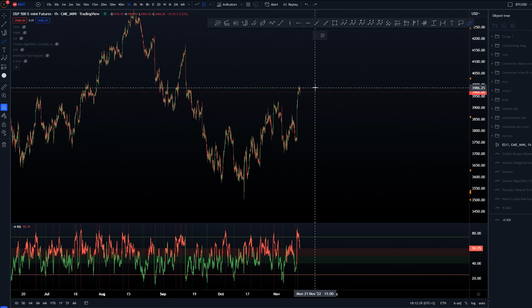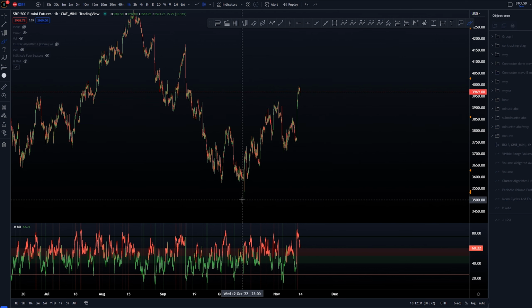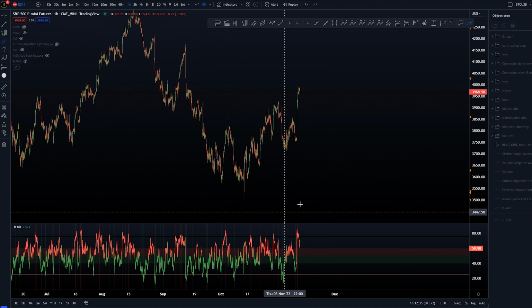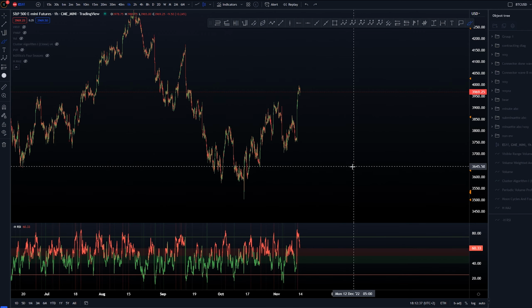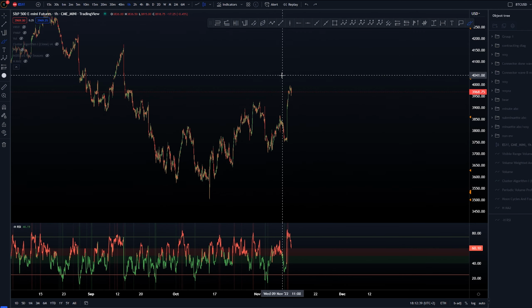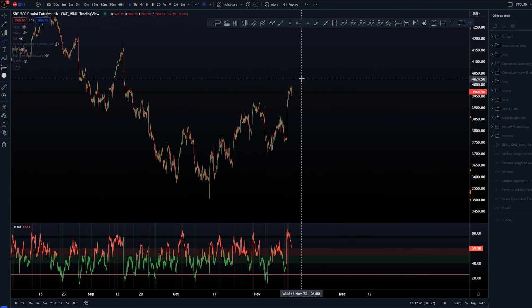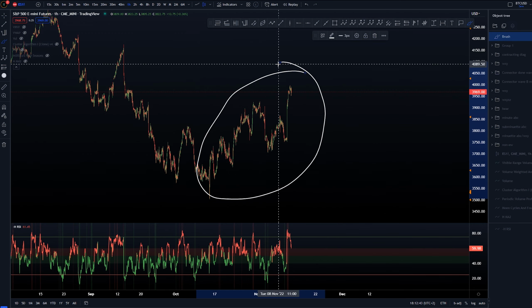Again, today we're going to be focusing on more of this local structure here starting from the lows of 13th of October. Again, why we're focusing more on the smaller time frame is just because these are the things that are going to give us the trades that we want to be taking.